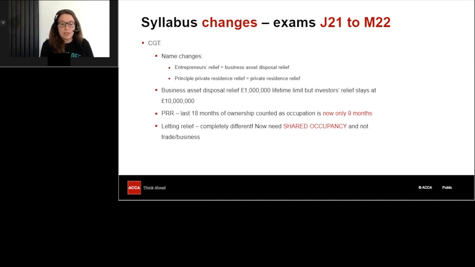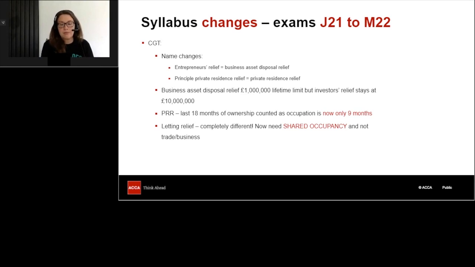A couple of important changes to talk through in property income. So for private residence relief then, PRR, for an individual, instead of the last 18 months of ownership being counted as occupation, that's now been restricted to 9 months. So it's now the last 9 months of ownership of the property that counts as occupation, whether the owner is there or not. So that's one thing to watch out for.